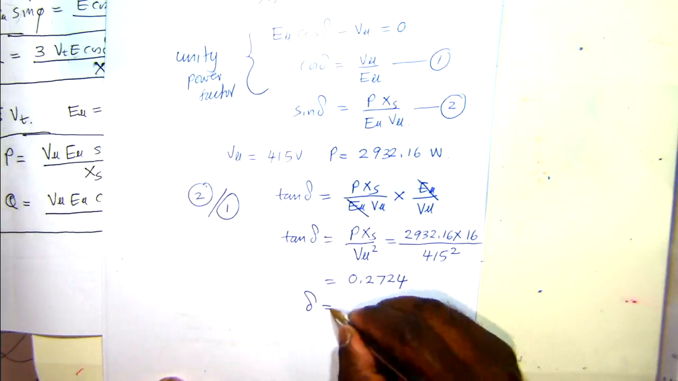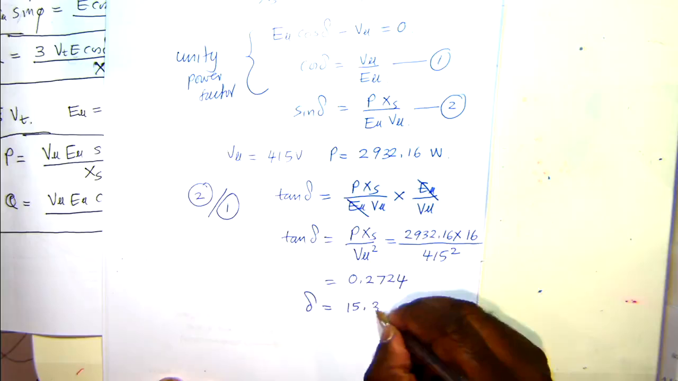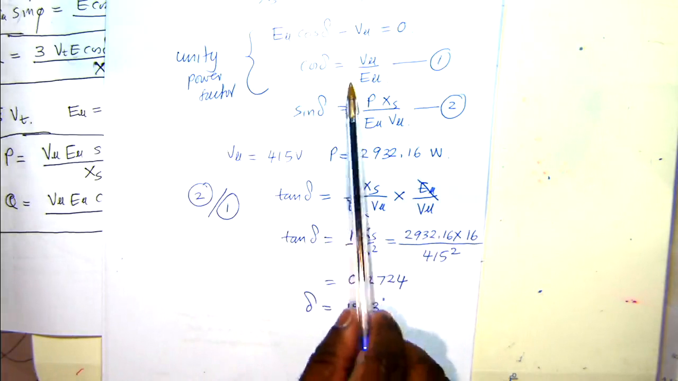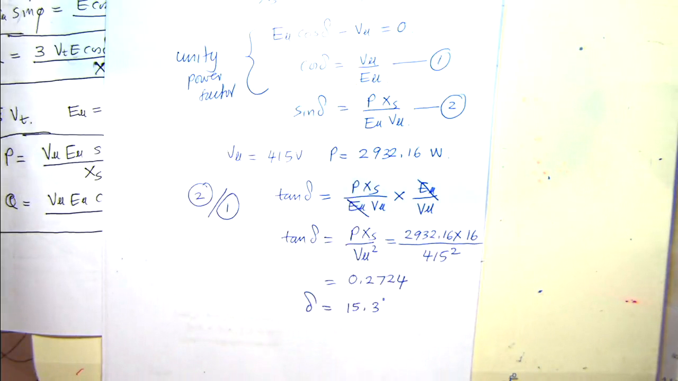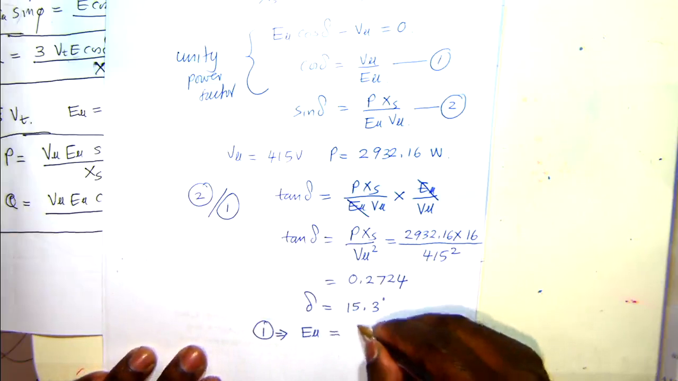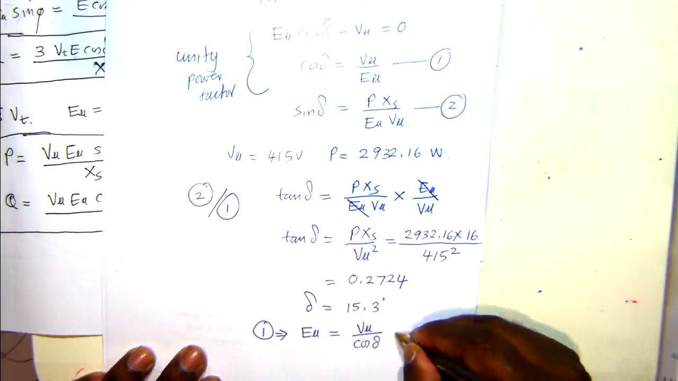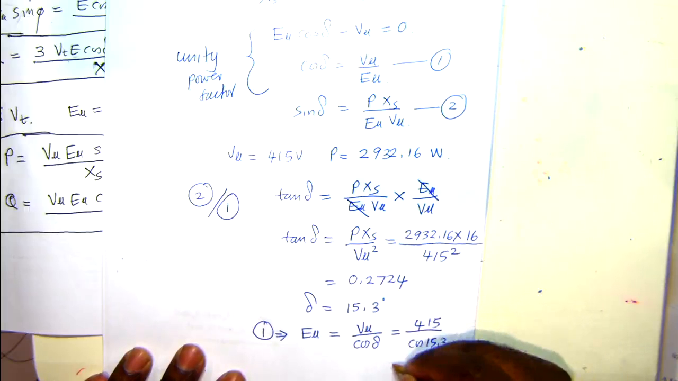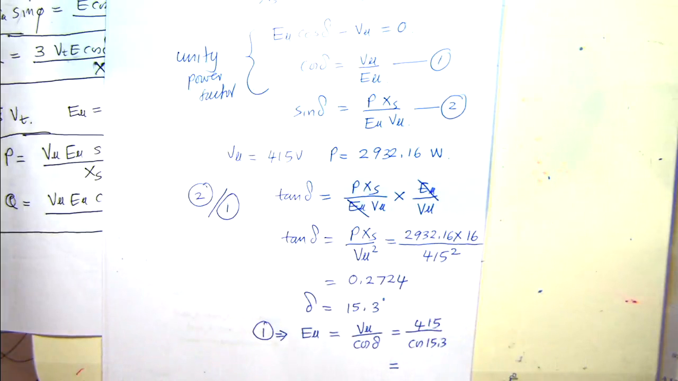So delta turns out to be 15.3, and then you can substitute that here to find the corresponding excitation voltage. So E line to line from 1, you'll find that as V line to line divided by cos delta. So that's 415 divided by cos 15.3, which turns out to be roughly 430 volts line to line.